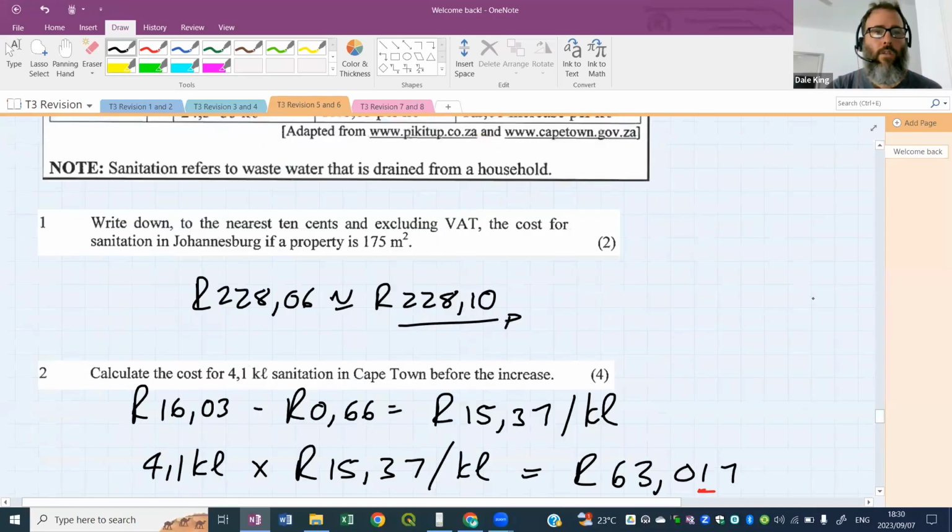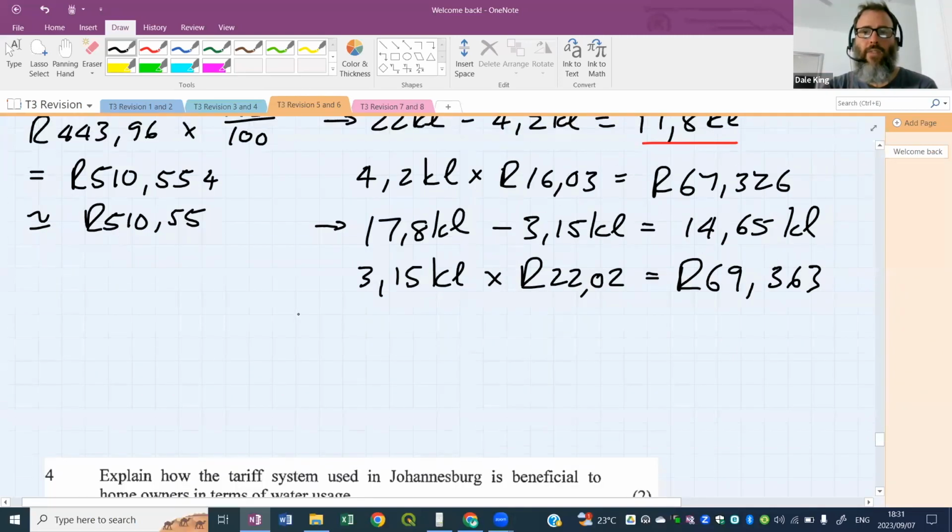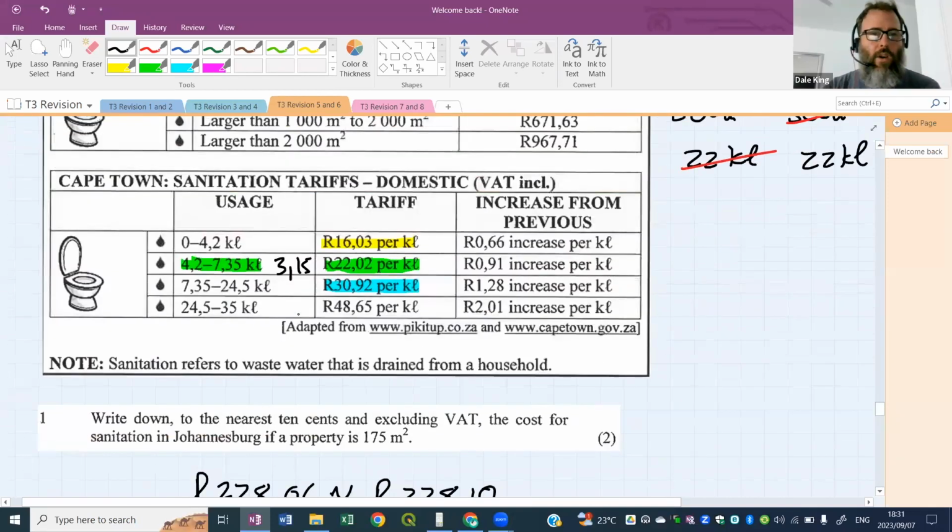Now we're going to go into the third bracket, hey? Yes. Are we going to go all the way through that third bracket? No, just go until you reach 22 kiloliters. All right. Yes, we're going to go somewhere in there. We're not going all the way through. So what we do now is we've got 14.65 kiloliters of water left. We know these kiloliters are charged at 30 Rand and 92 per kiloliter.